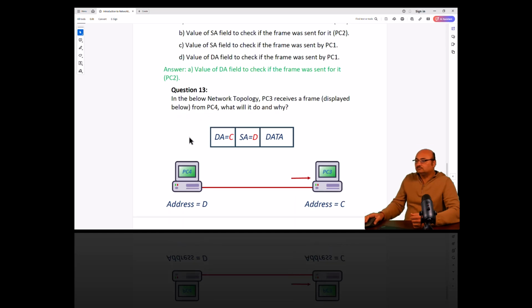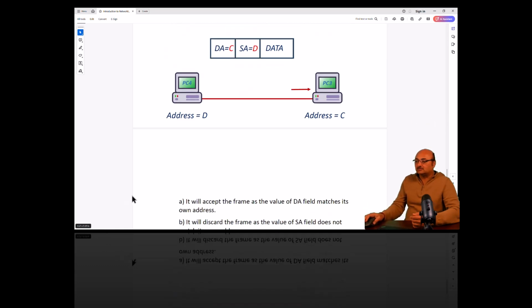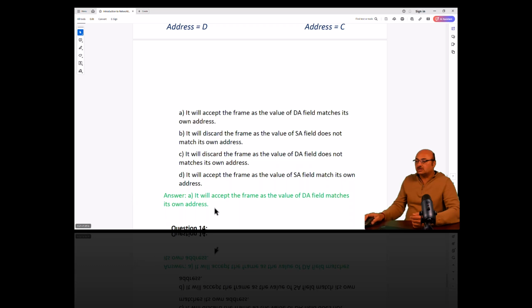In question number 13, in the below network topology, PC3 receives a frame displayed below from PC4. What will it do and why? So PC3 is receiving a frame. It checks the DA, which is C, and it matches with its own address, which is also C. So it will accept it. Checking the DA field and then accepting is the option that you have to select. Option A is exactly stating what I just explained.